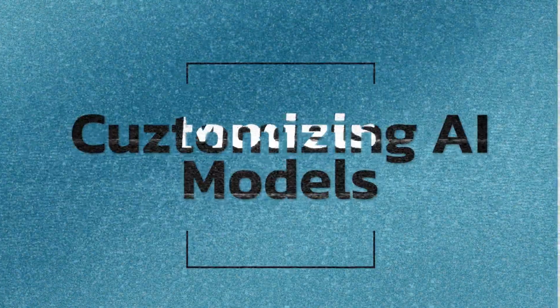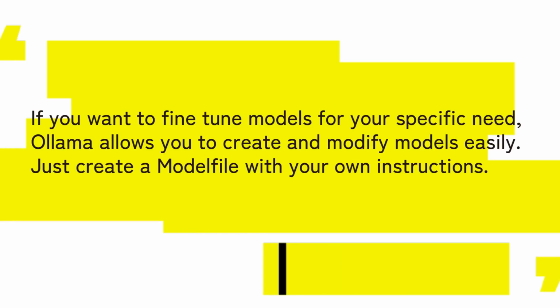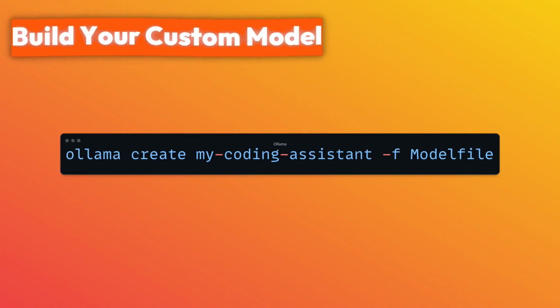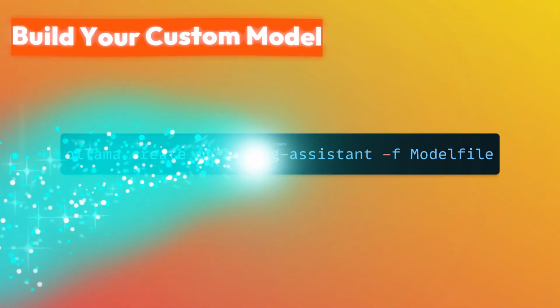So if you want to fine-tune your models for your specific needs, Ollama allows you to create and modify models easily. Just create a model file with your own instructions and you're good to go. Here's an example. Then build your custom models using this command. So that's how you can customize AI models with Ollama.